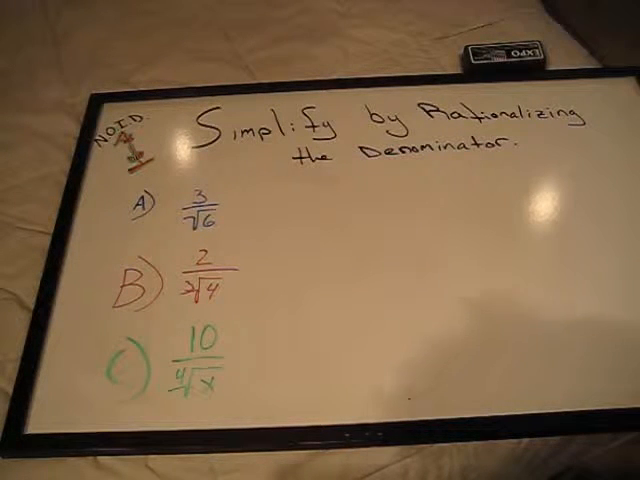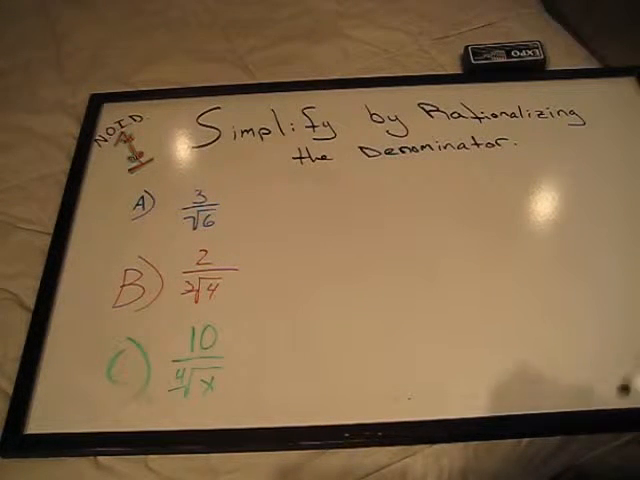Hello, today we're going to be doing some math problems for you. We're going to be doing these three, and what we have to do is simplify by rationalizing the denominator. Now to do so, we're going to take each problem and multiply it by something that equals 1.